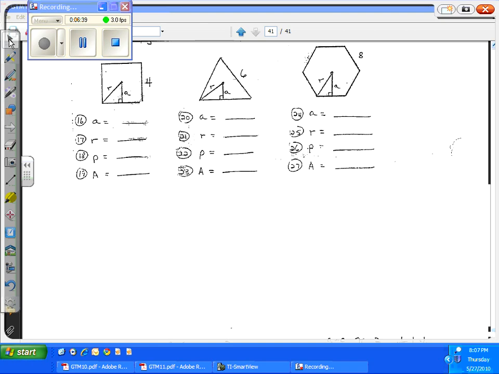Okay, so this first picture is a regular quadrilateral, which is a square, and in a square, all of the angles are 90. All the sides are equal. We know that a radius bisects an interior angle, so it cuts a 90 in half, so that's 45. So we have a 45, 45, 90 triangle.